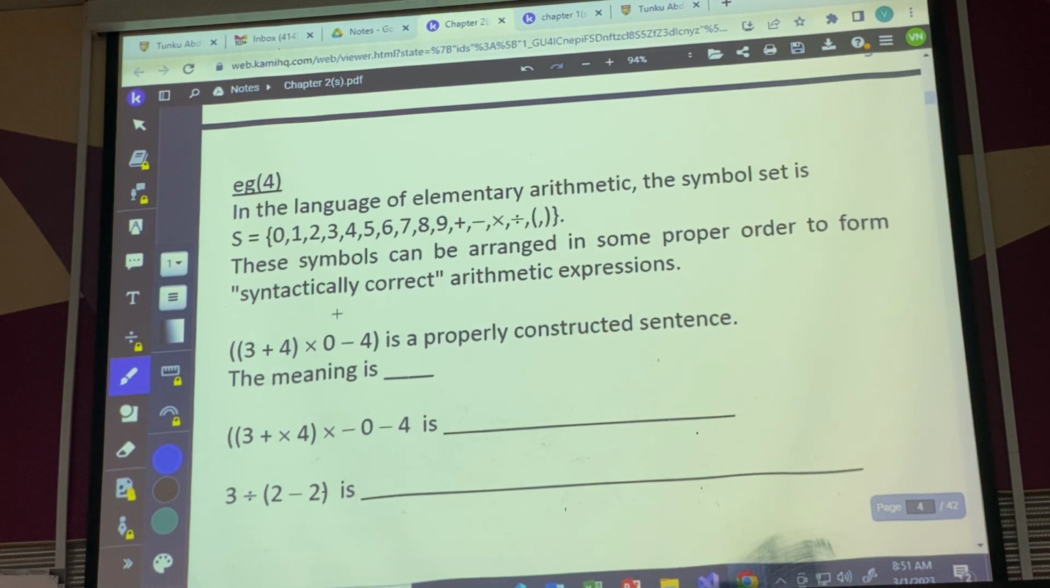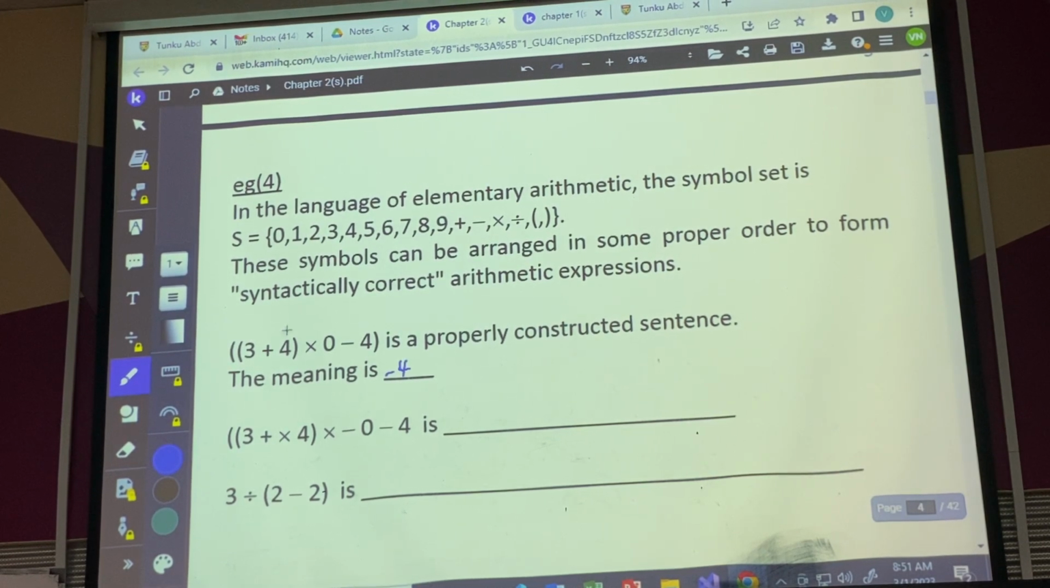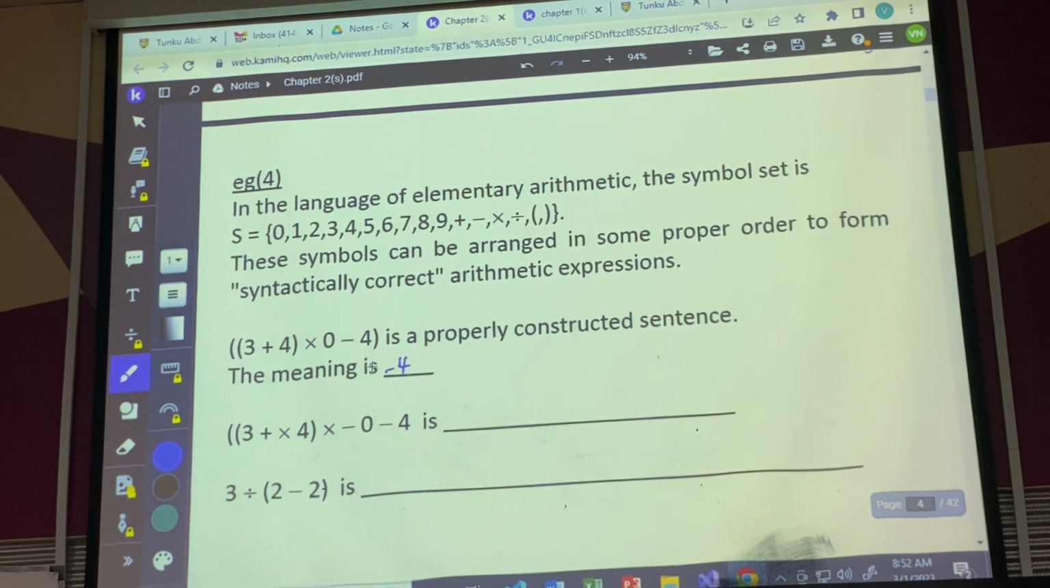What is the answer if you need to find this? Negative 4. So this bracket here will tell you which part you can do first, and whether the syntax is correct or not refers to your bracket and also the operators given. Okay. Then how about the second one?